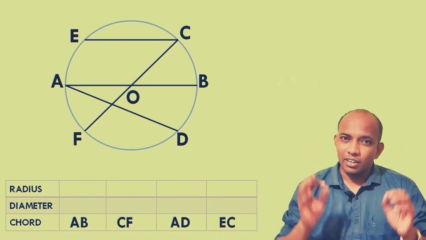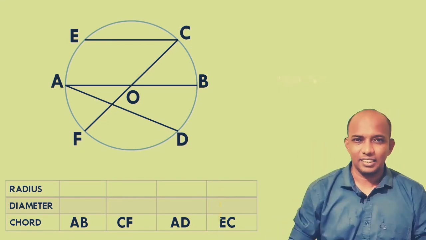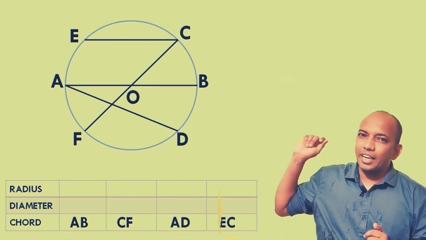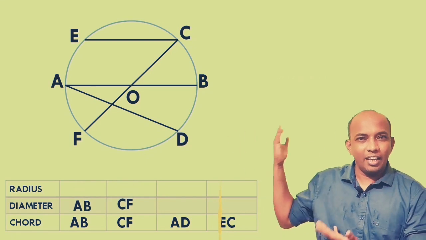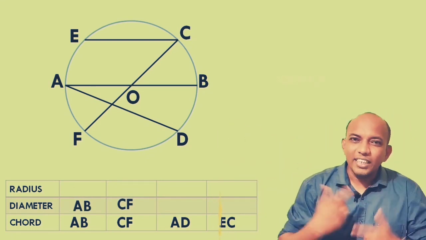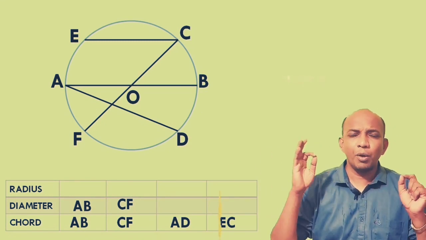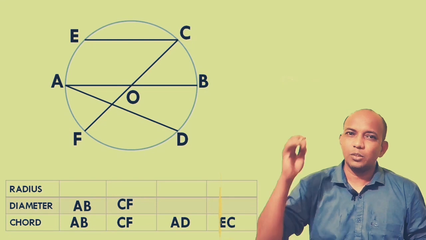Diameter is also a chord, keep it in mind. Diameter is the largest chord present in the circle. So we can say AB and CF are there in the chord section and also in the diameters section, correct. Now let's have a look at the radii present in the circle. All the radii will begin their name with the center, that is point O.